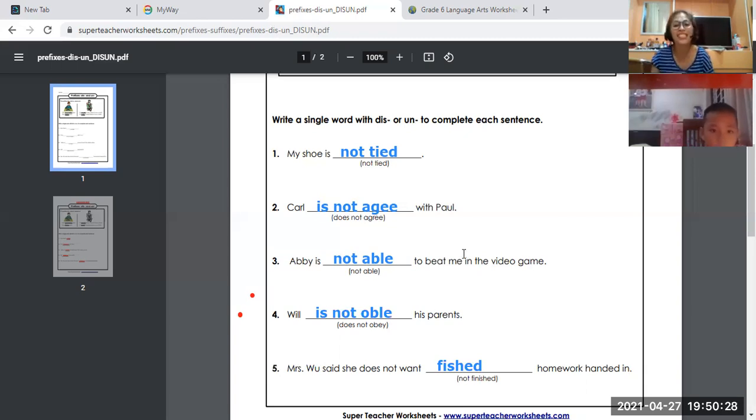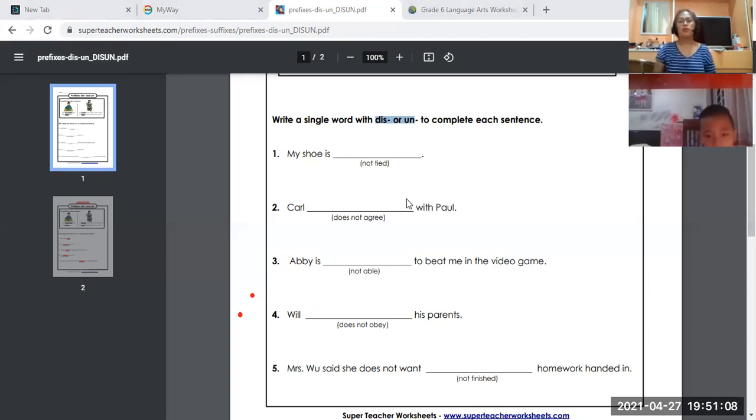Okay, first. Let us see. My shoe is not tied. Are you sure? I am asking this and an only, please. Do not say not tied. Just use the prefix this or an. Again, this or an. Only. Okay, what is your answer? Please follow the instruction: just put this or an. Do not copy this or an only.